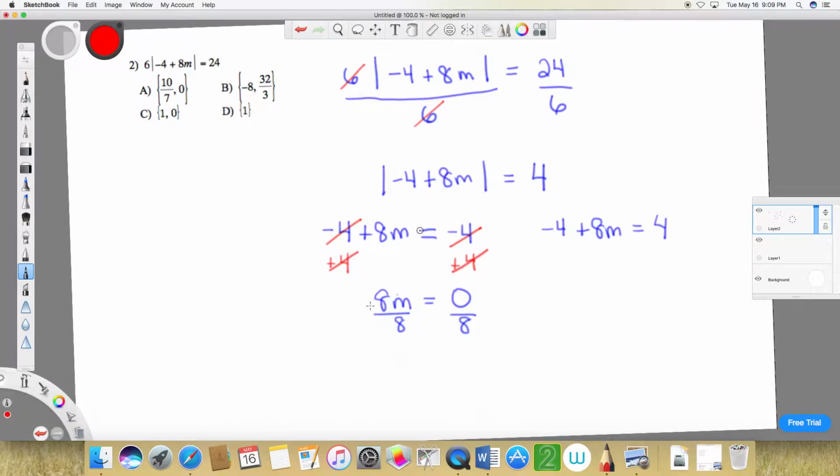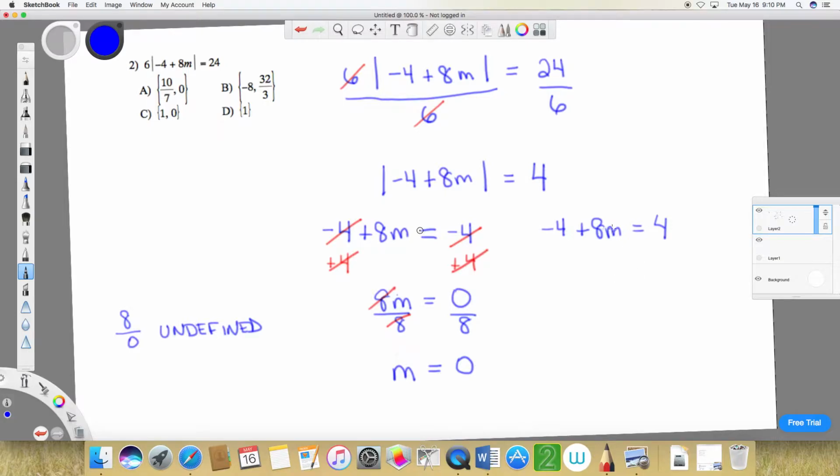8 divided by 8 is 1. So on the left-hand side, we have m, and 0 divided by 8 is 0. It's okay to have a 0 in the numerator. It is not okay to have a 0 in the denominator. Your calculator will tell you that 0 divided by 8 is 0. Had you tried to use a calculator and take 8 divided by 0, the calculator is going to come back with some type of an error message, because there is no real number, there is no number, that 8 divided by 0 gives. We say it's undefined.